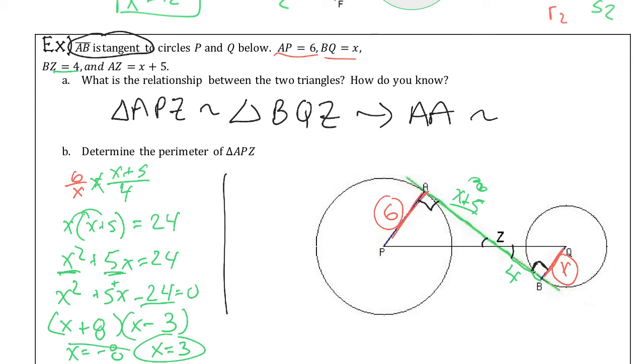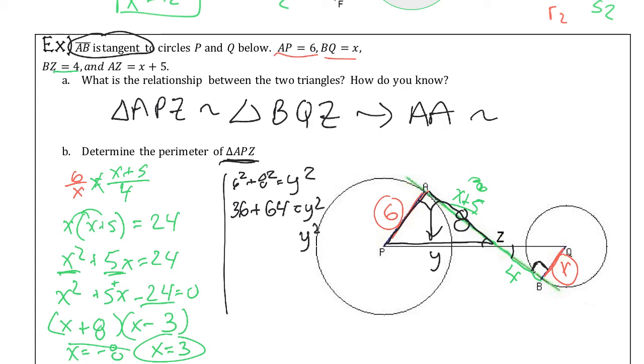Now the last part. So this side of the triangle, 3 plus 5, this side is 8. We want the perimeter of APZ. APZ, this triangle. Well, I got 6 and 8, so I got 2 of the sides. I still need the third side to get the perimeter. But it's a right triangle, so I could just do a squared plus b squared equals c squared. So 6 squared plus 8 squared equals y squared, because y is the hypotenuse of this triangle. 6 squared is 36, 8 squared is 64 equals y squared. So y squared equals 36 plus 64 is 100. Square root of 100, y equals 10.